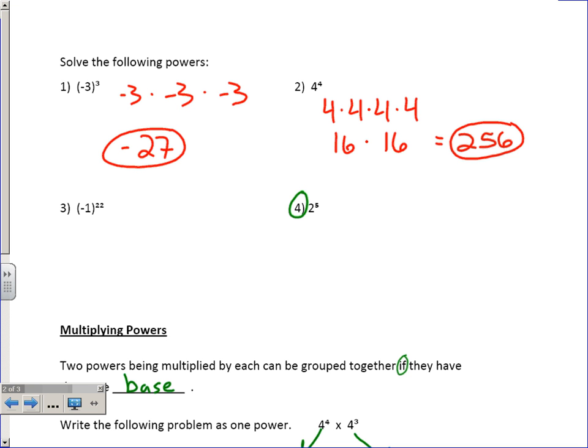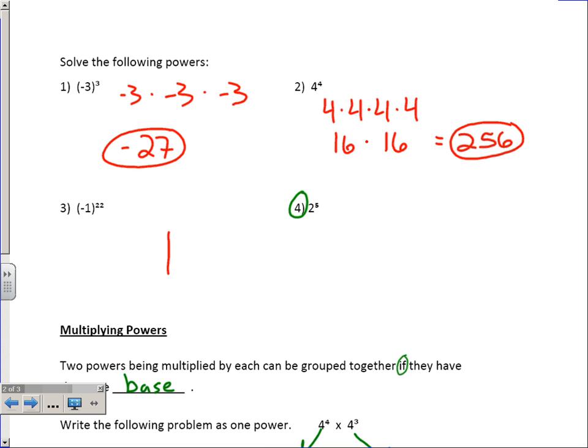Okay, so you should have done number 3 on your own. It's one of the trickier ones. So if you think about this, I'm not going to write it out. It would be negative 1 multiplied over and over 22 times. So that's a lot of negative 1s. But anytime you multiply anything by 1 or negative 1, its absolute value doesn't change. So in this situation, it's just going to stay 1.